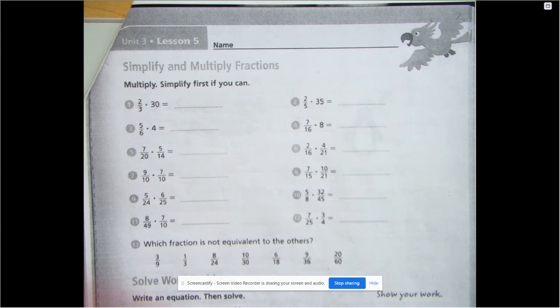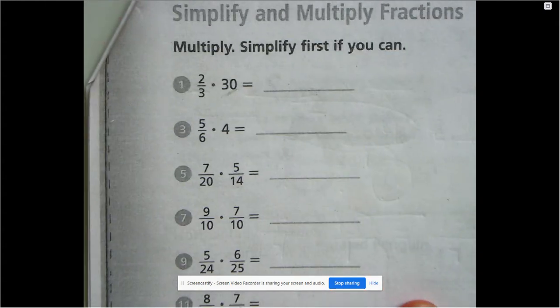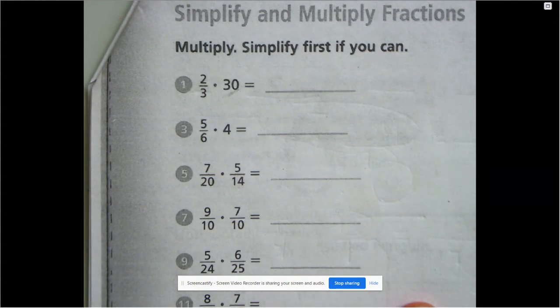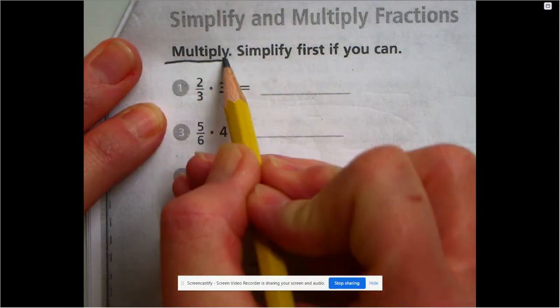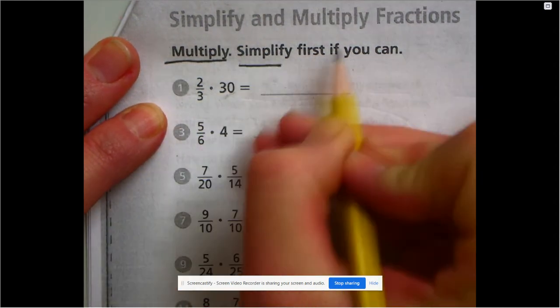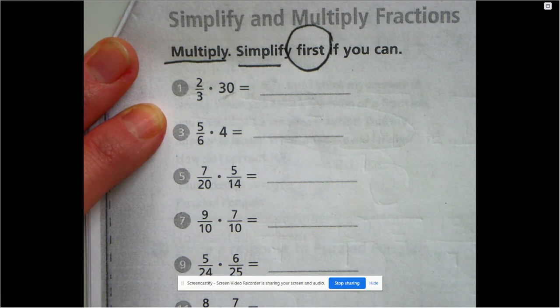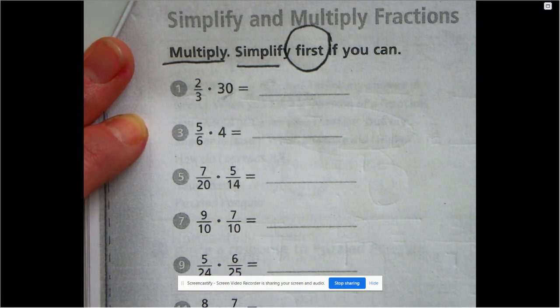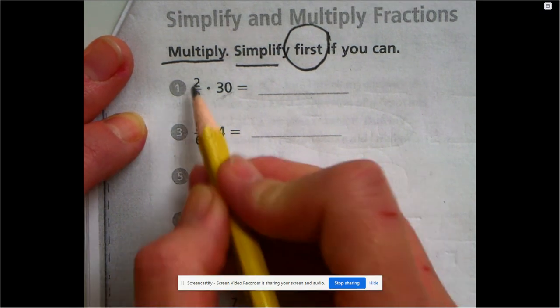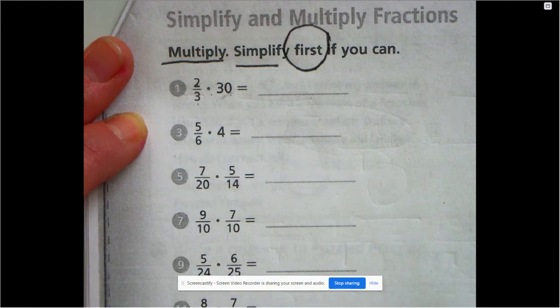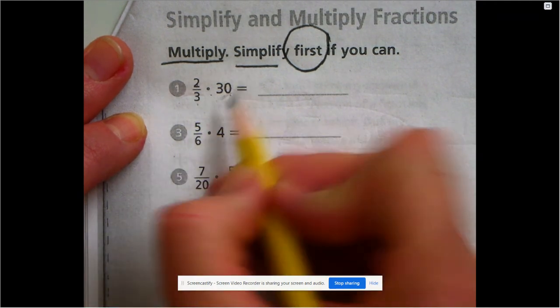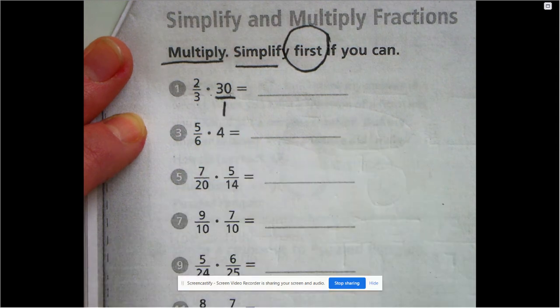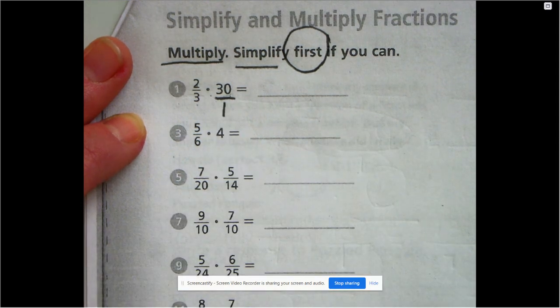I feel that I have enough room right here on my paper for me to go ahead and solve these problems. So I'm not going to need my math workbook. As you see, we're going to multiply and we're going to simplify first if we can. So we notice that 2/3 times 30. We notice that we have a whole number. We have to turn that into a fraction. Therefore, we're putting a 1 underneath that whole number.